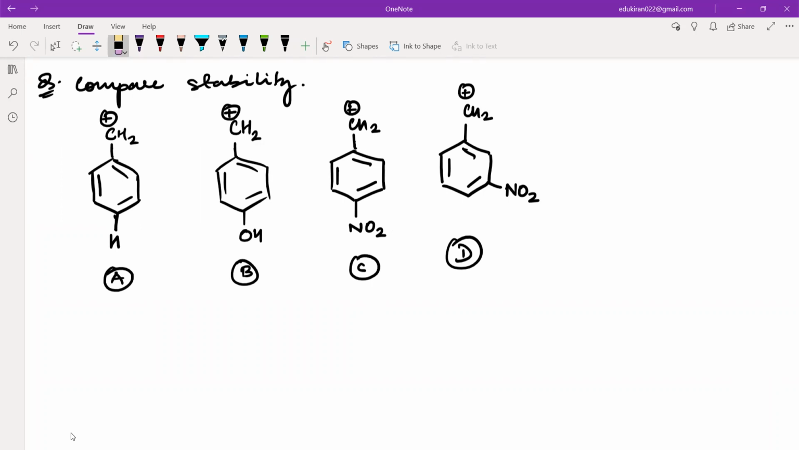What is the effect of this OH group? What is the effect of this NO2 group? And what is the effect of this NO2 group? So in this case, first of all, what you have to do, you have to classify them into plus M and minus M, because this will have no effect.